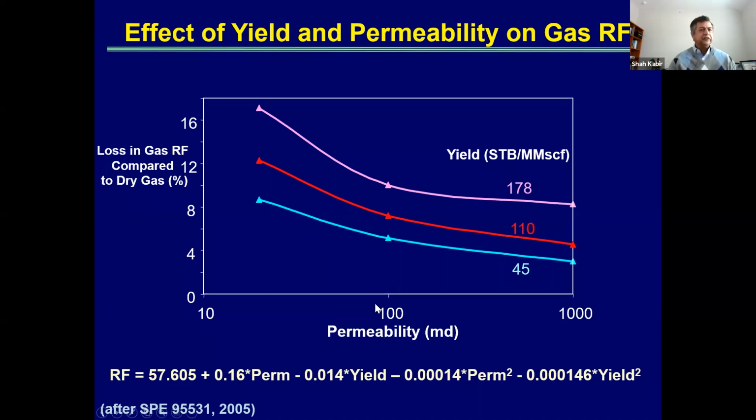So again, as you see, the permeability controls it. This is the loss in gas recovery compared to dry gas. So yield can adversely impact that unless you are managing it well, or if the system permeability is low.